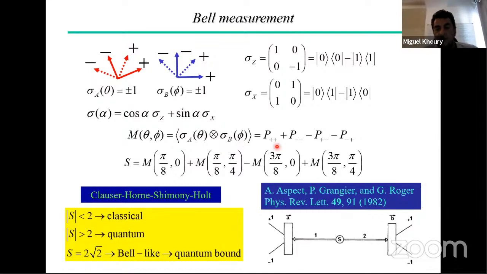And as we do measurements on these rotated bases, we can compute this quantity here, that is the difference between obtaining the same result on the two qubits measurement, and obtaining opposite results in the two qubits. So if we make this difference here, we have this quantity M that is a function of the orientation angles theta and phi of the remote polarizers, for example.